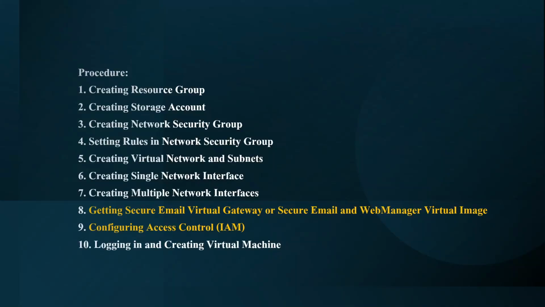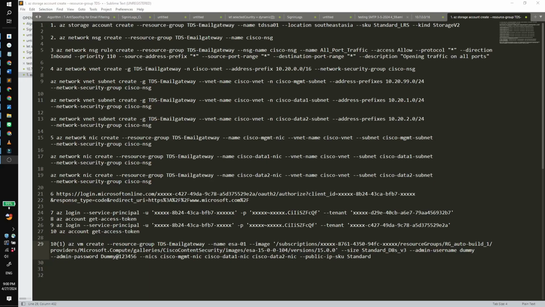Okay guys, welcome back. A few weeks ago we deployed Microsoft Exchange as our email server, and today we'll be deploying Cisco Email Security Gateway on Microsoft Azure. So we'll be using a PowerShell script and then we'll integrate them together to work as a part of our Email Security Gateway solution. There are about 10 procedures to complete building Cisco Email Security Gateway on Azure.